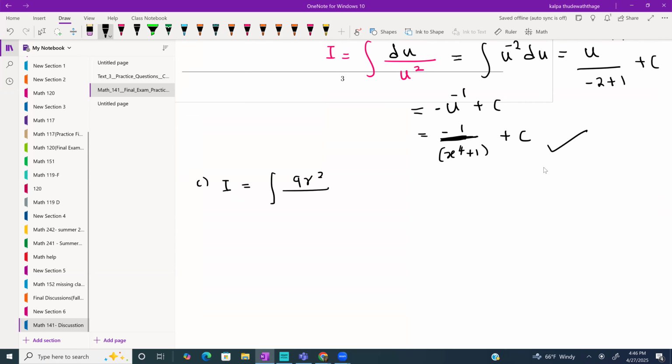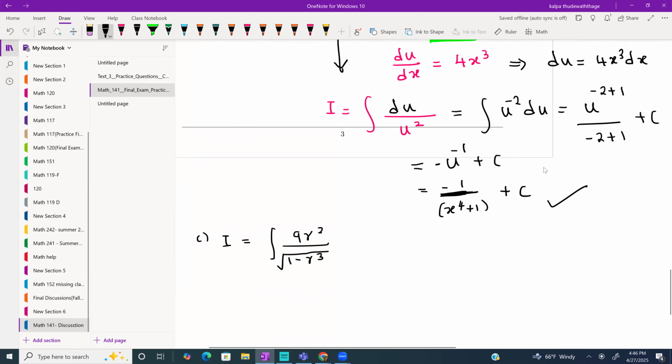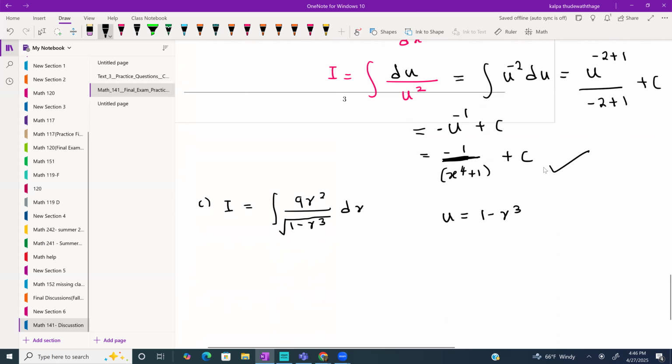9r to 1 minus r to the cube, dr. That's correct. So again, the common substitution is for something in the square root sign. Inside the square root, I have 1 minus r cubed.